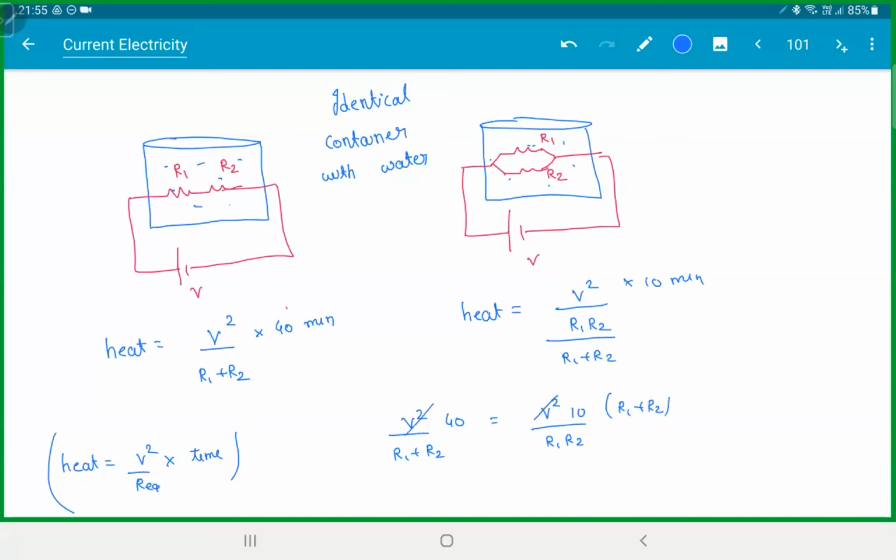V square will go off, cancel. You end up with 4R1 R2 is equal to R1 plus R2 whole square. This will be R1 minus R2 whole square is 0. Therefore, R1 is equal to R2. Check. Easy.